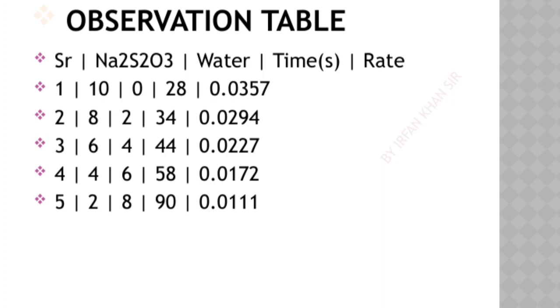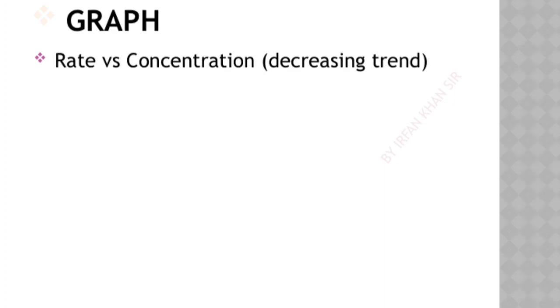This pattern clearly shows that decreasing the concentration of Na₂S₂O₃ slows down the reaction, which makes sense because fewer reactant particles are available to collide and react. This table beautifully illustrates the relationship between reactant concentration and reaction rate, reinforcing the core idea that concentration directly influences how quickly a reaction proceeds. Understanding this helps us grasp the broader principles of reaction kinetics and how we can manipulate conditions to control reaction speeds.